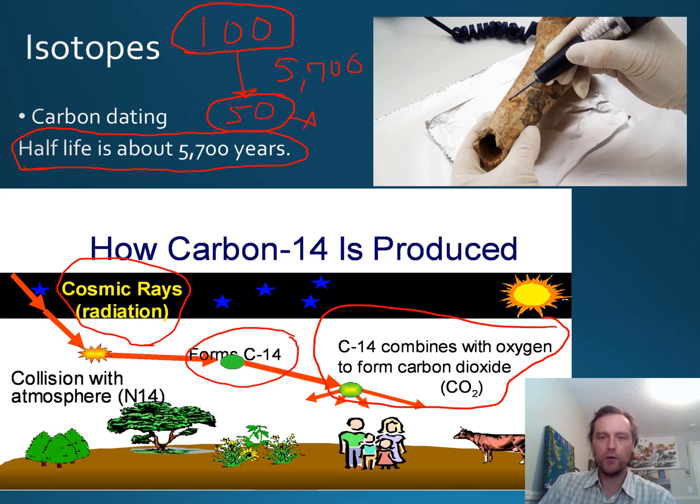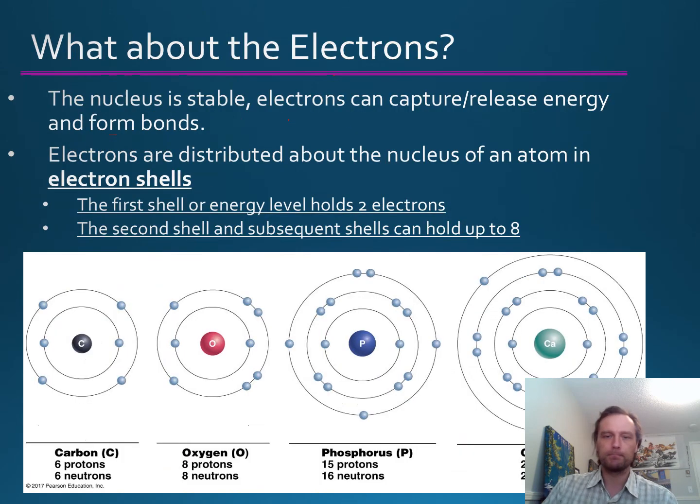If we found that there was only 25 atoms remaining, then we would say 2 half-lives have occurred. And so then that would be 11,400 years old. I will not be quizzing you on this math, merely that isotopes can be used to date things that we dig up. We can date rocks this way as well using other isotopes.